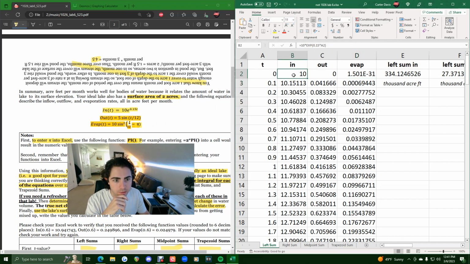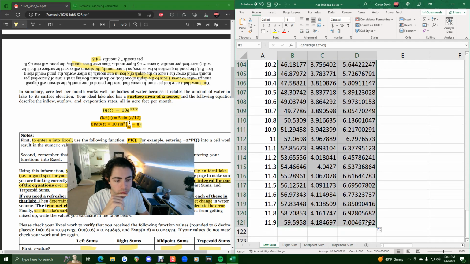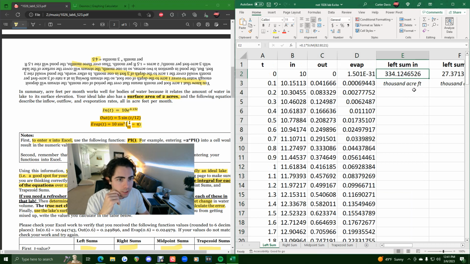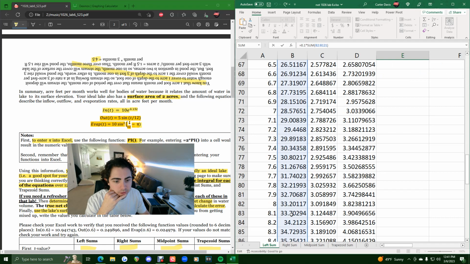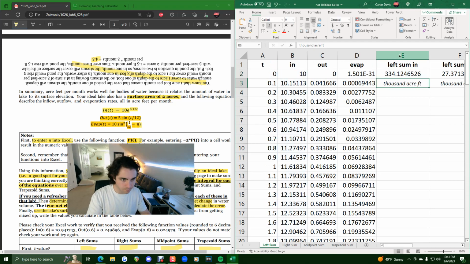With all these, you could highlight all 3 at the same time if you wanted, and drag these babies down to fill in all those needed values. And then for the left sum in, what we're doing is the left Riemann sum, right? So you always do the width, which is 0.1, the delta t, times the sum of all the in values. So you can see that I did 0.1 times the sum of all these values in this column. Didn't leave any off because we're only using the necessary ones.